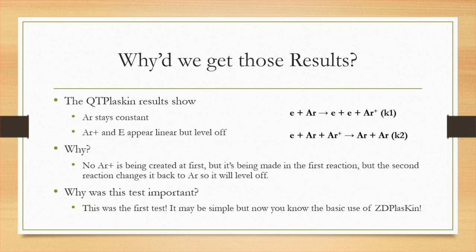What does this all mean? Well, as we predicted, those two reactions work together to reach an equilibrium. This can be shown in the positively charged argon density graph, as it starts at 0 and then levels off to a little bit lower than 10 to the 14th.